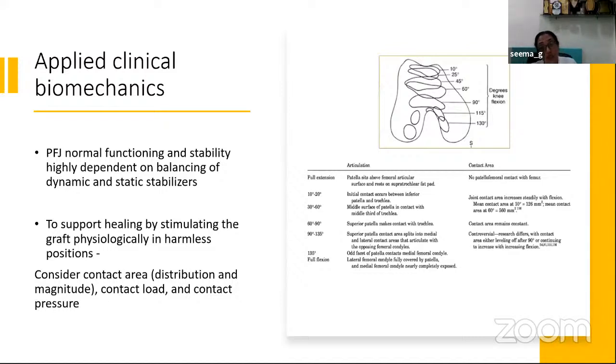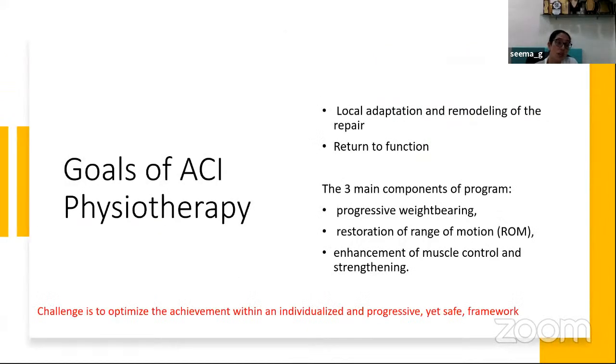And in physiotherapy, as I showed in the first slide, a physiotherapist can really work towards physiological healing. But very importantly, one has to look into the lesion size, depth, and even the patient's age, BMI, and the kind of surgery which is done. So the ultimate goals of physiotherapy here are, first of all, local adaptation and remodeling of the repair, and then ultimately return to function.